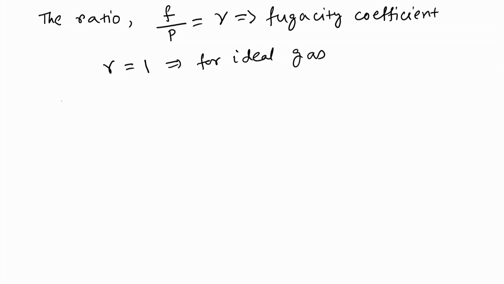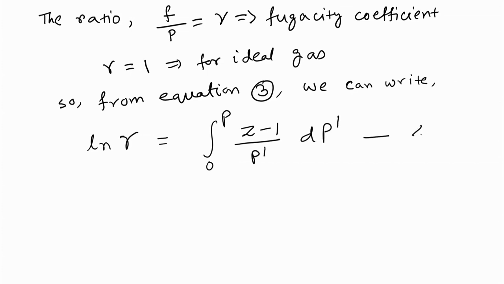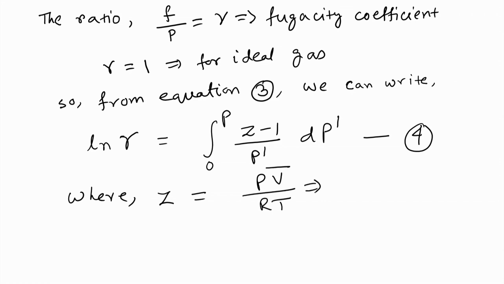Now, from equation 3, we can write ln gamma as the integration from 0 to P of (z minus 1) by P prime dP prime. This is equation number 4, where z is nothing but P V bar by R T, and you know z is the compressibility factor.